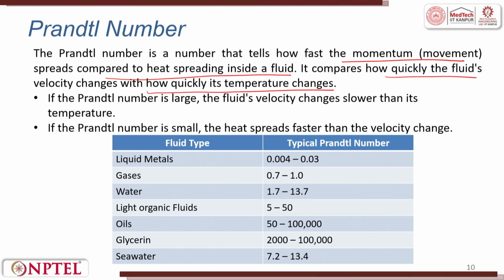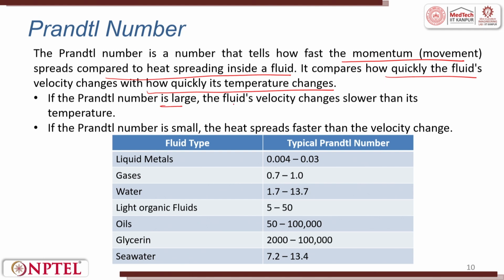When we talk about the real life applications of Prandtl number, it is useful to provide insights to the relative thickness of the thermal and velocity boundary layers. Thermal boundary, velocity boundary. In, for example, heat exchangers, there was velocity of the fluid, there was also the thermal temperature drop or temperature rise. There Prandtl number is an important factor to be considered. Now, if Prandtl number is large, the fluid velocity changes slower than its temperature. If Prandtl number is small, the heat spreads faster than the velocity change.